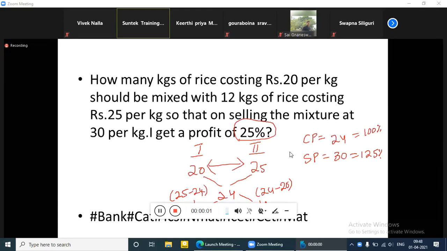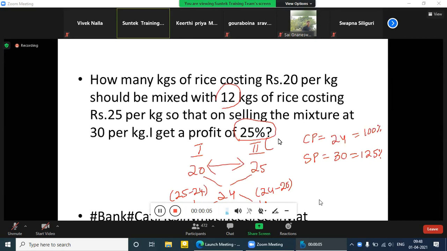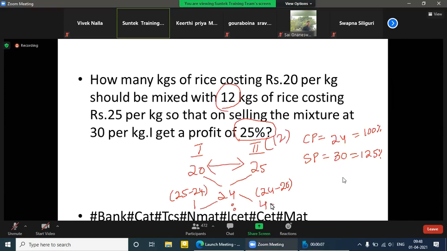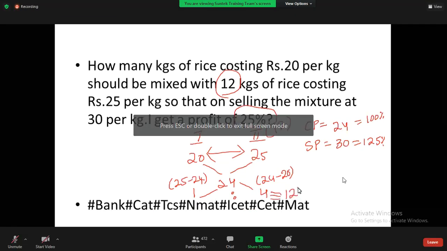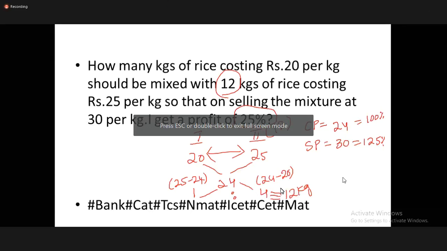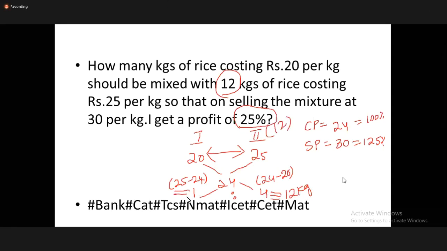What is the ratio, Nana? 1:4. I know the second variety, how many kgs? 12 kgs. So these 4 parts are resulting me what? 12 kgs. When 4 parts result in 12 kgs, then 1 part will result in how many kgs, ma? 3 kgs. Yes or no?